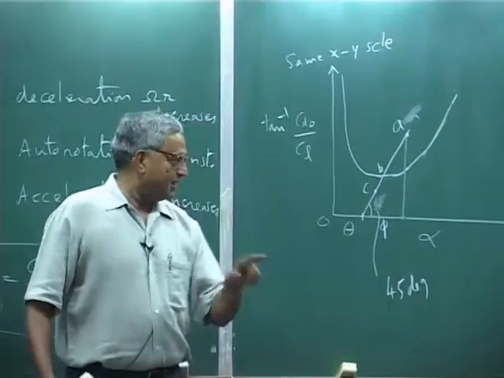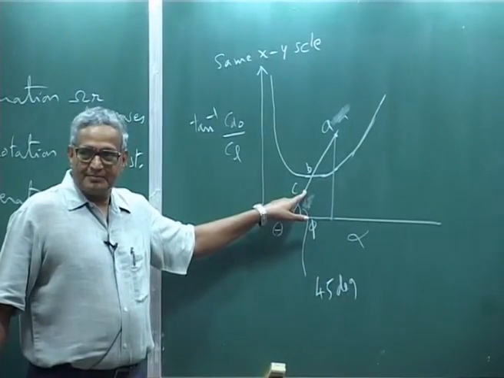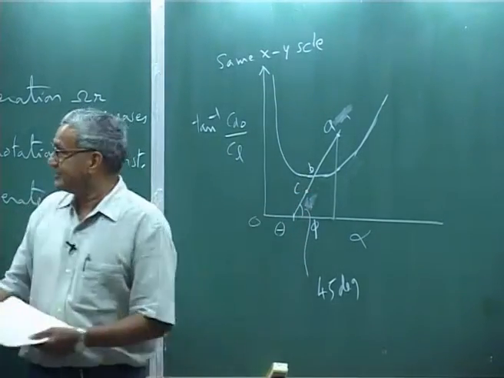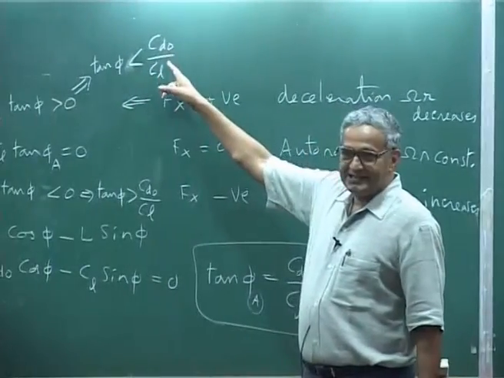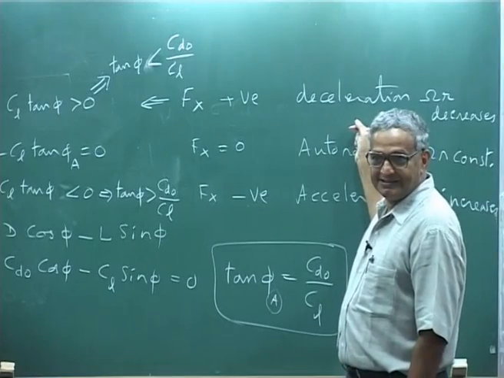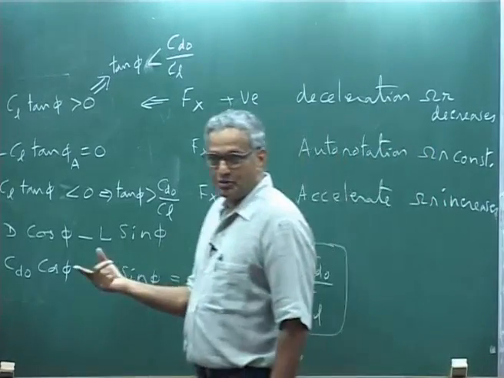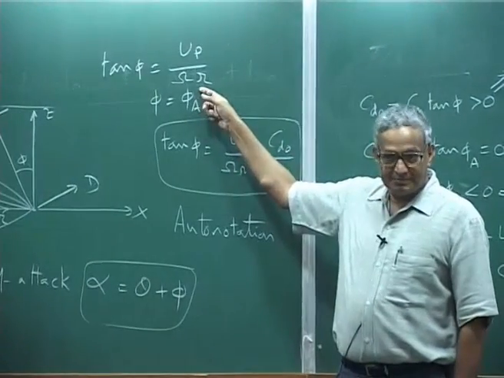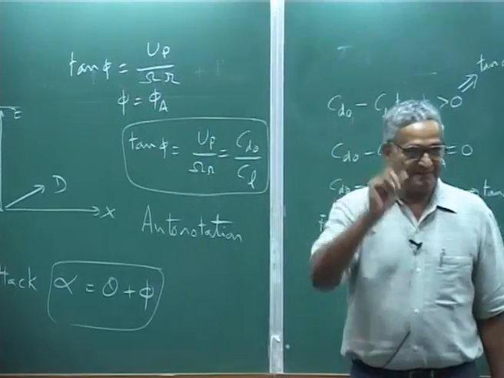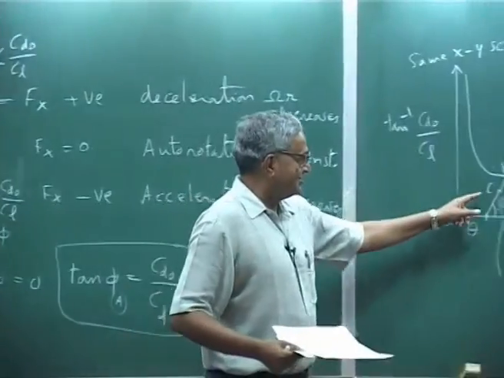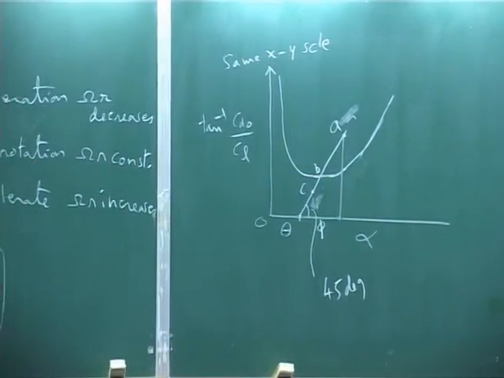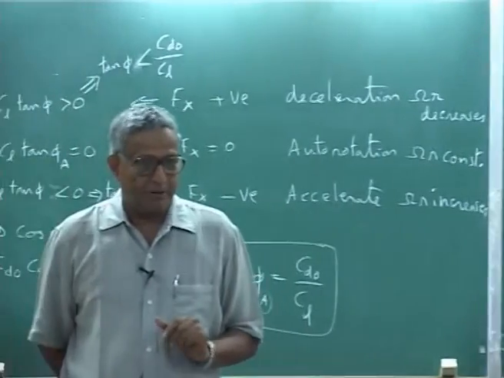Now suppose your point is below, that means phi is less than tan inverse CD naught over CL, so it will decelerate. Decelerate means what happens? Omega r is already large, so it will start decreasing. When it decreases, phi will increase. So it will go to B. That means in auto rotation it is a stable point.